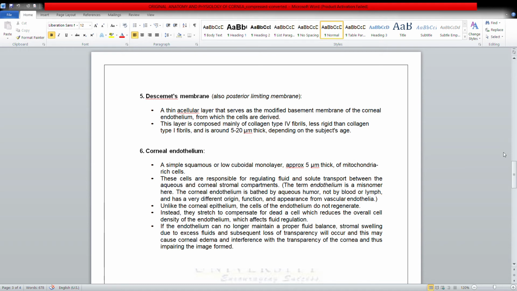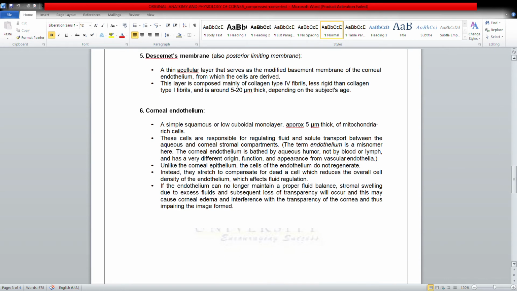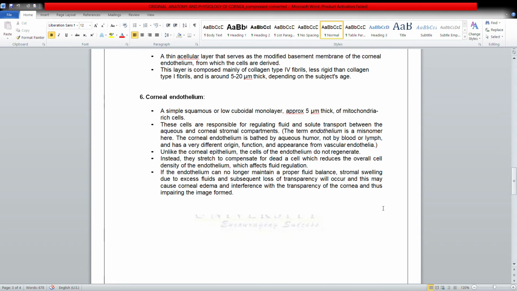And lastly, the corneal endothelium. It is a simple squamous or low cuboidal monolayer, approximately 5 micrometers thick, of mitochondria-rich cells. These cells are responsible for regulating fluid and solute transport between the aqueous and corneal stromal compartments.